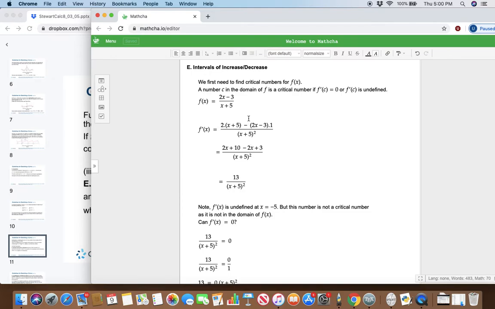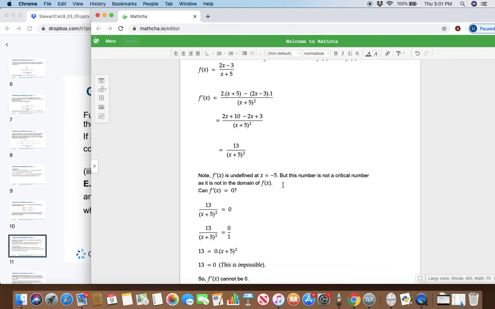Now distribute the negative. Oh, by the way, multiplying by 1 doesn't change anything, right? It's the same thing. So why don't I distribute the negative? So that gives me negative 2x plus 3. Don't forget there is a negative here and a negative here. So what happens? This 2x cancels this 2x. I'm left with 10 plus 3 on the top, that is 13, and the denominator is (x plus 5) quantity squared.